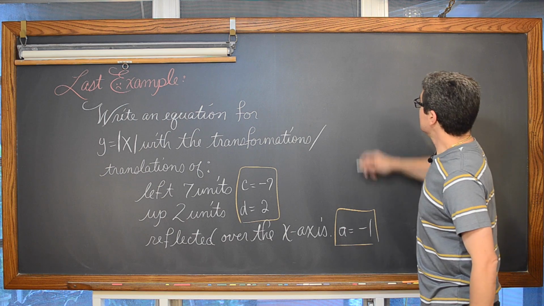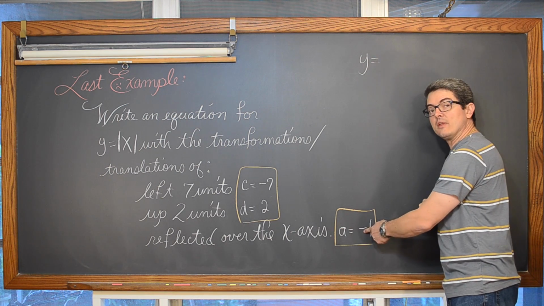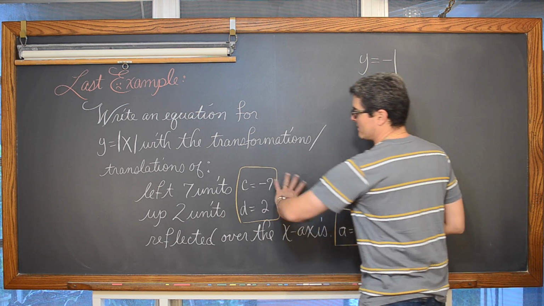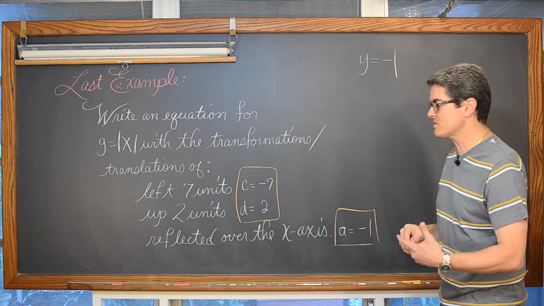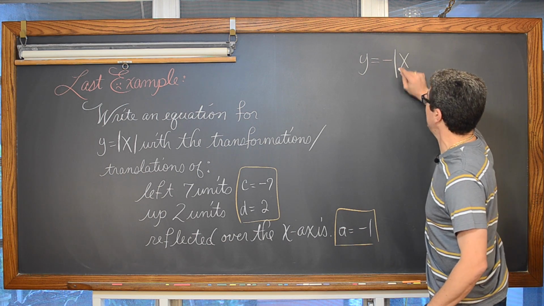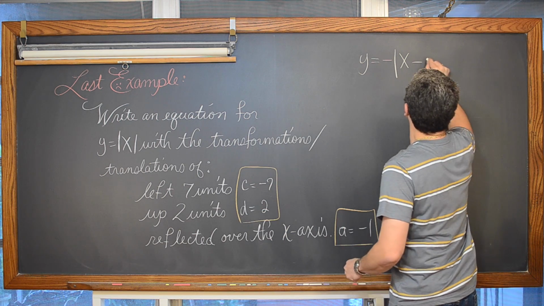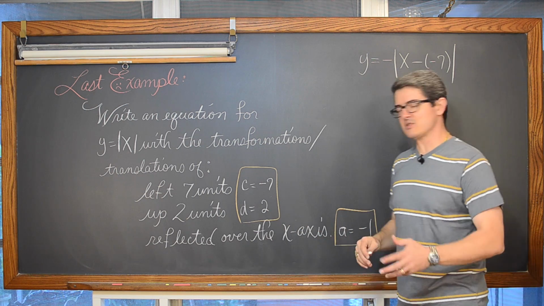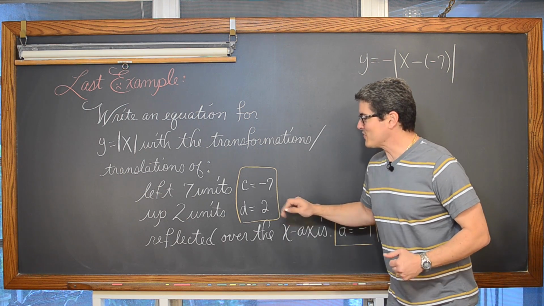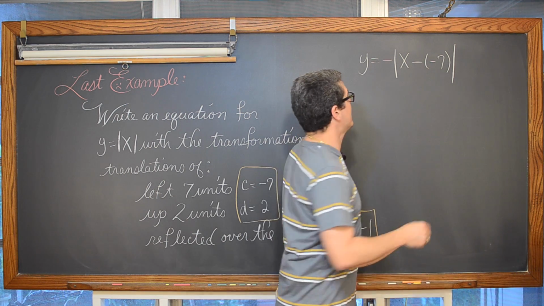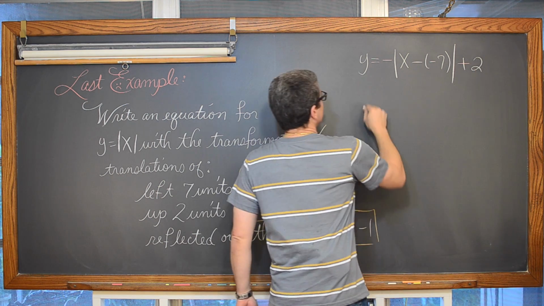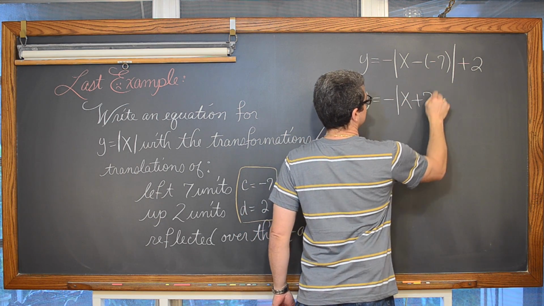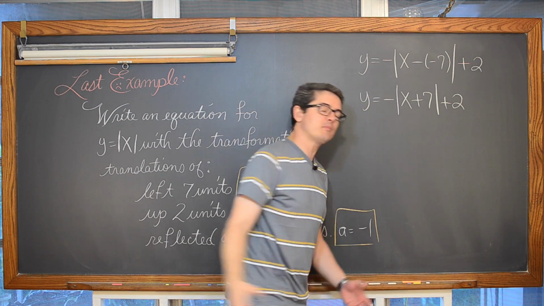And our final answer is going to be y is equal to, we have that reflection over the x-axis, so negative, the absolute value. We don't have anything mentioned in here about reflections over the y-axis or horizontal stretch or compression, so just simply x minus a -7, and our vertical translation or slide or shift is up 2, so we have a +2 at the end of this function, and we have y is equal to the negative of the absolute value of x plus 7 plus 2. And that is the end of my last example.